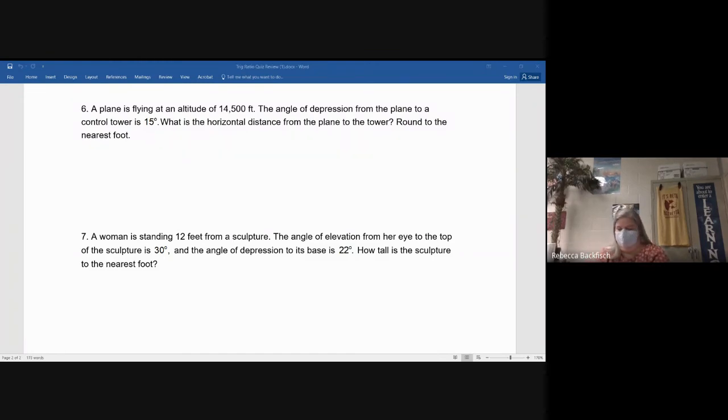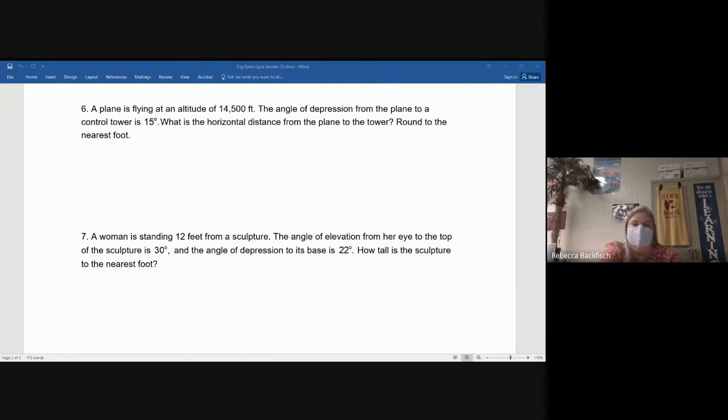14,500 divided by tan of 15. And I get 54,114 or 115. 54,115 if it's feet. I think it's feet. Yeah. They said to the nearest foot, so that's why I rounded it to a whole number.